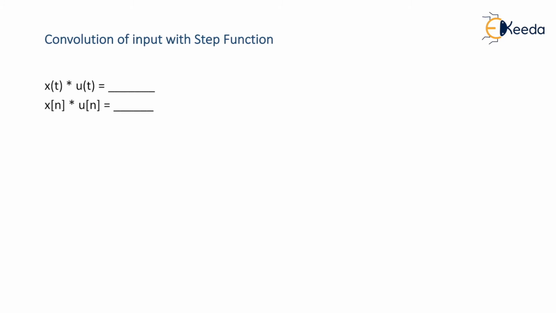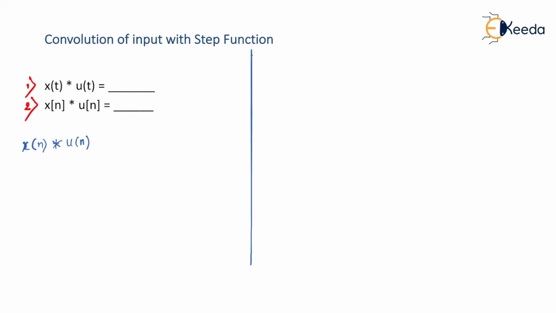So in this session we are going to emphasize on these two problems. First problem: what happens when x of t gets convolved with u of t, and the same thing we are going to see in discrete time system also. That is, what happens when input is x of n and gets convolved with u of n. So I'll start with the second one, that is discrete time. We will see what happens when x of n gets convolved with u of n.